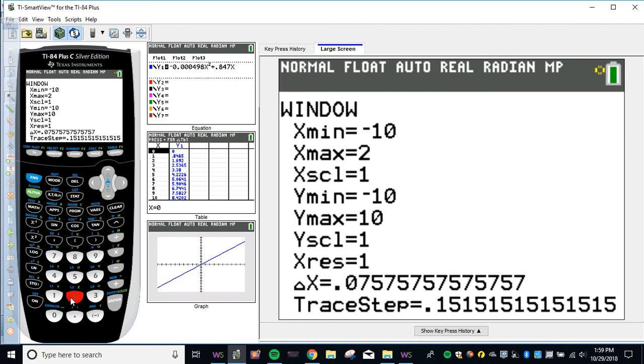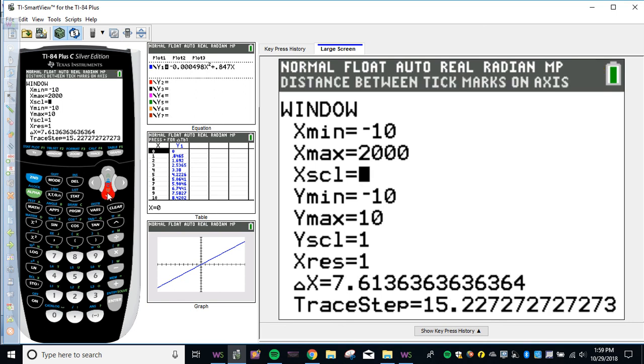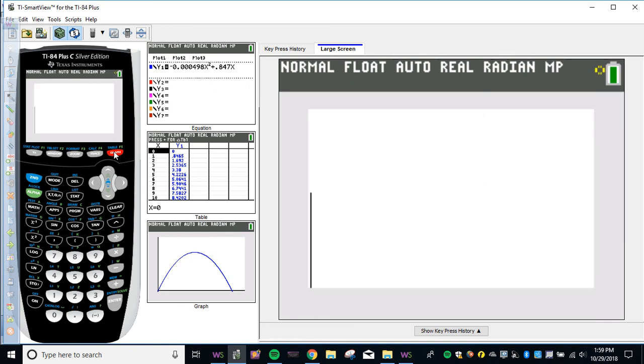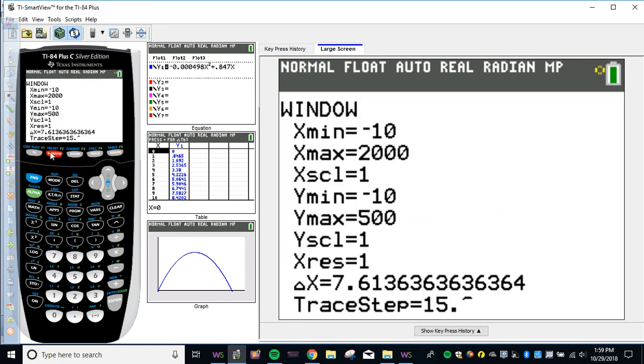I did it last period, but we're going to go 2,000, and then we'll go 500 on Y max. So 2,000 on X max, 500 on Y max, and then it's all pretty. So I'll show you again in case you didn't get that. 2,000 X max, 500 Y max.